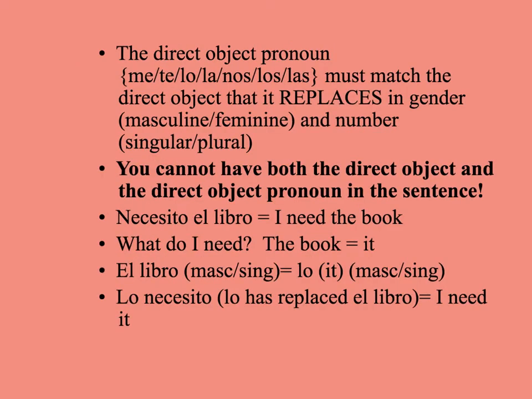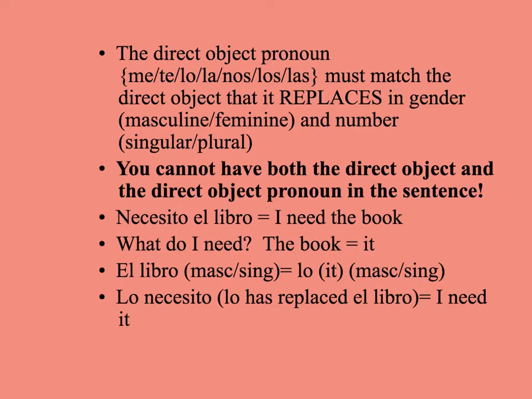Here's how it works. The direct object pronoun has to match the direct object that it's replacing in gender and number. So if it's feminine, you use a feminine one. If it's singular, you use singular. If it's plural, plural, etc. You can't have both the direct object and the direct object pronoun in the sentence.